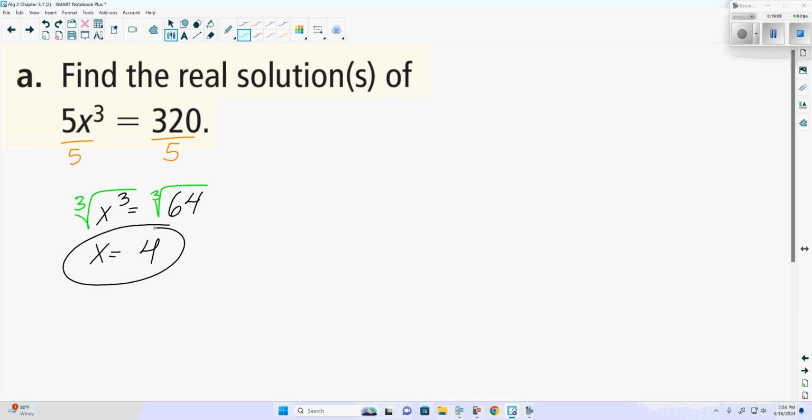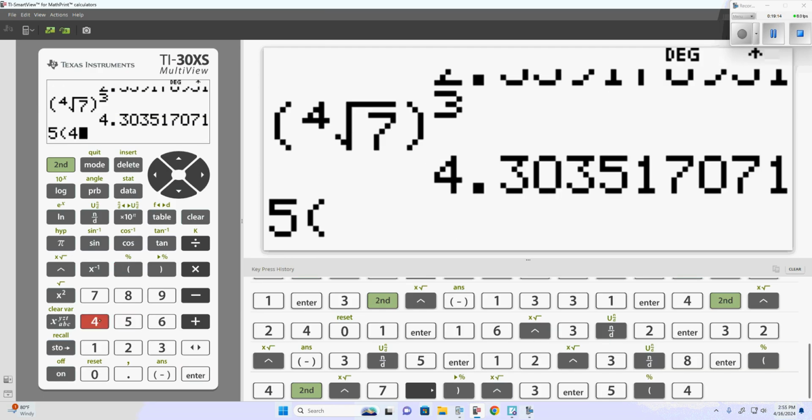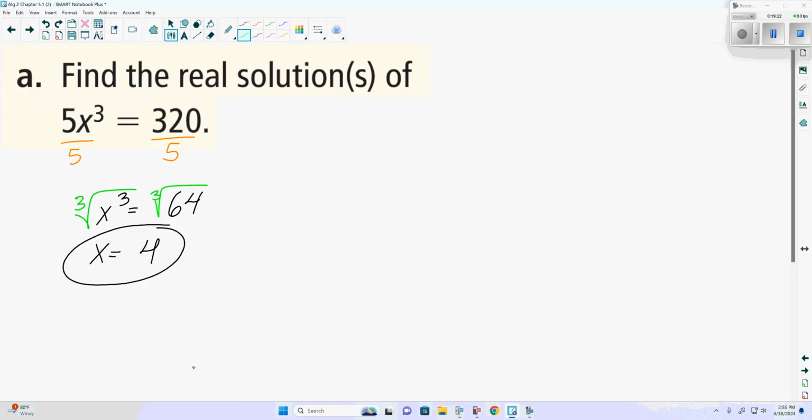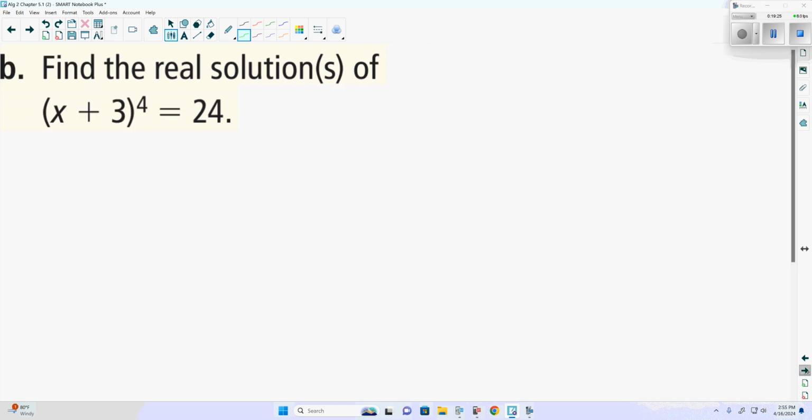Questions on this here? I mean, if we wanted to, we could check this and say 5 times 4 to the third is 320. We ready for the next one? Find the real solutions of x plus 3 to the fourth equals 24. Is our term to the power by itself? So we can take both sides to the what root? To the fourth root. Because the fourth root of x plus 3 to the fourth is x plus 3.